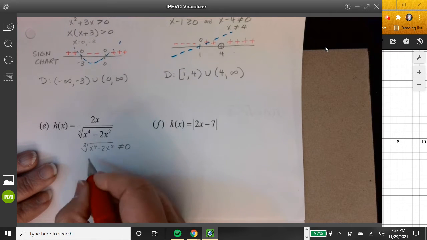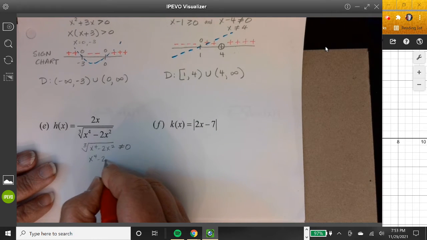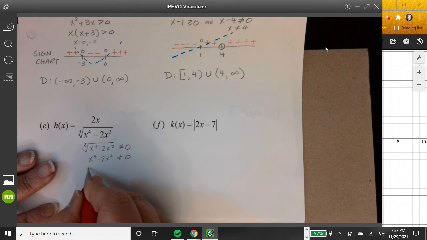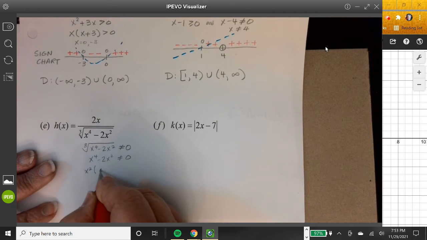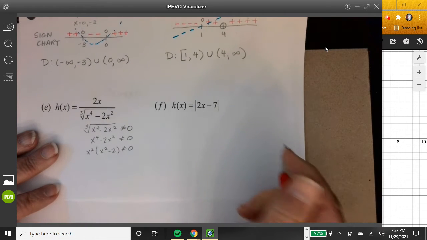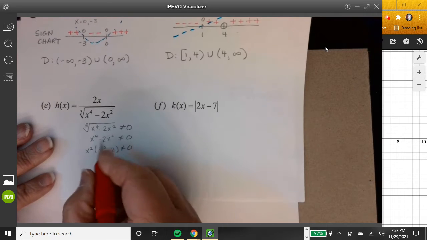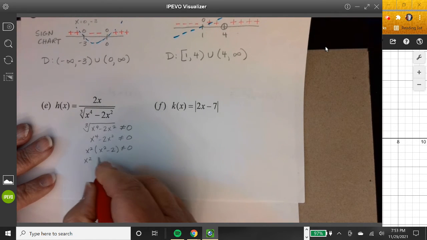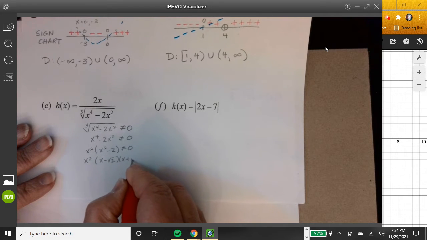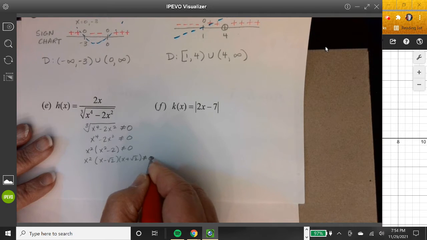So I'm going to cube both sides, and I get x to the fourth minus 2x squared can't be 0. I'm going to factor out my GCF, which is x squared times x squared minus 2, not equal to 0. Okay, now I have x squared times, this is a difference of squares. You can say this is x minus root 2 times x plus root 2, not equal to 0.